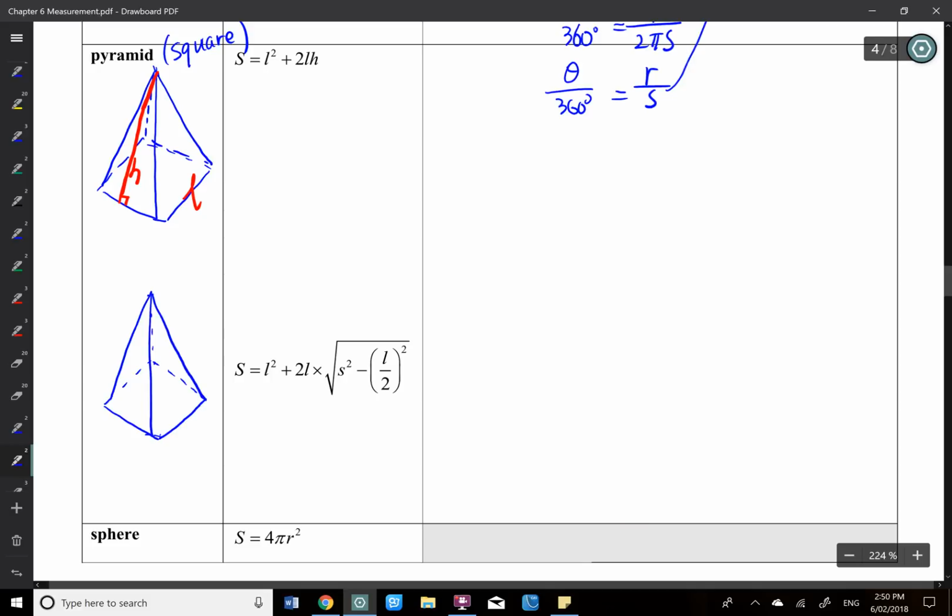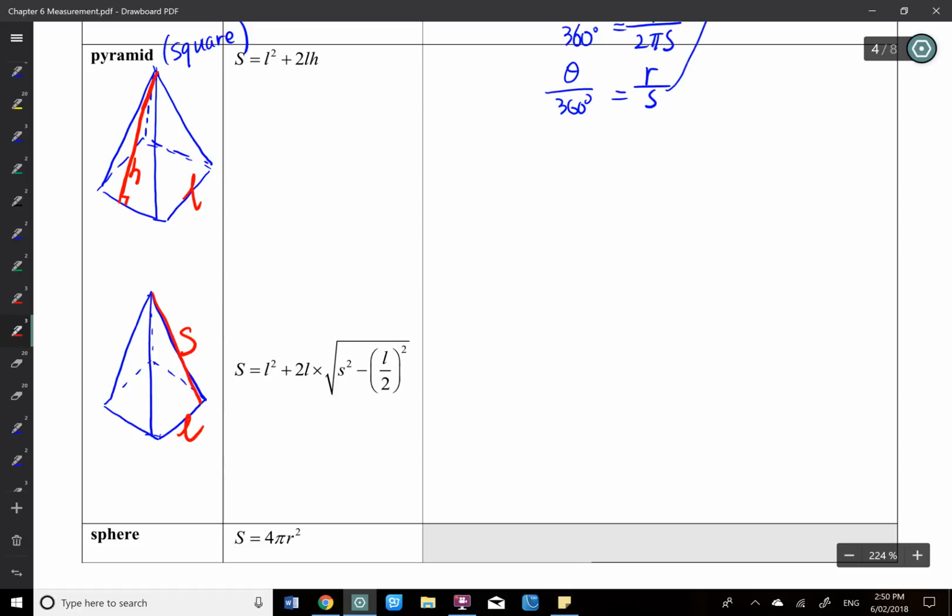Okay, the second one still gives you the length of the square, but instead of giving you the height, what is given to you is the S, the slant height here. Okay, knowing the slant height, and ask for what is the surface area. So no H, no L. That one's no L and no H of the actual triangle. So that's the difference between those two.